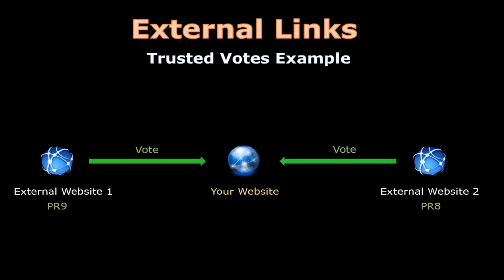Here is an example of trusted votes. External website 1 has a PageRank of 9 and is voting for your website. External website 2 has a PageRank of 8 and is also voting for your website. This will make your website more respected by Google, which means your search engine ranking will increase. Here's the same example, but I have provided names for the websites that are providing the external links.